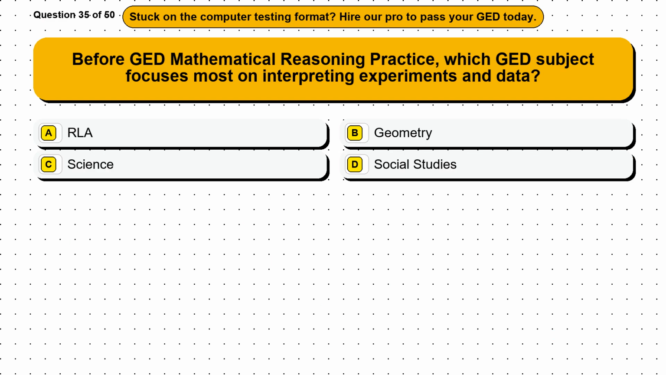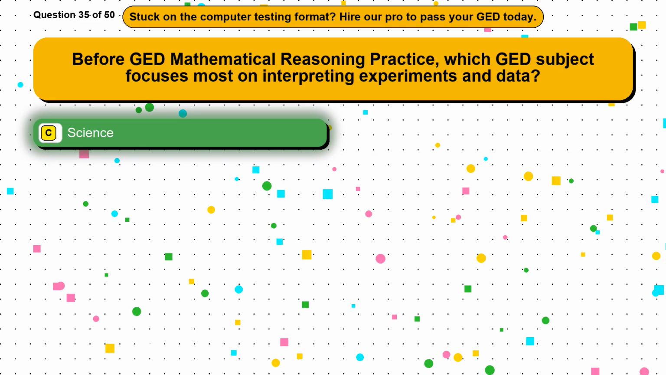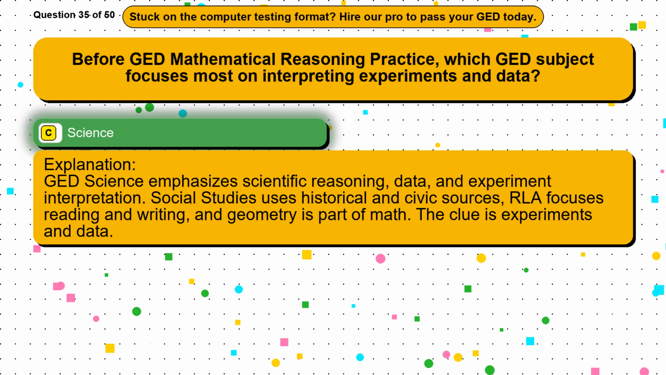Question 35. Before GED Mathematical Reasoning Practice, which GED subject focuses most on interpreting experiments and data? Option A, RLA. Option B, geometry. Option C, science. Option D, social studies. The correct answer is option C. Science. GED science emphasizes scientific reasoning, data, and experiment interpretation. Social studies uses historical and civic sources, RLA focuses on reading and writing, and geometry is part of math. The clue is experiments and data.